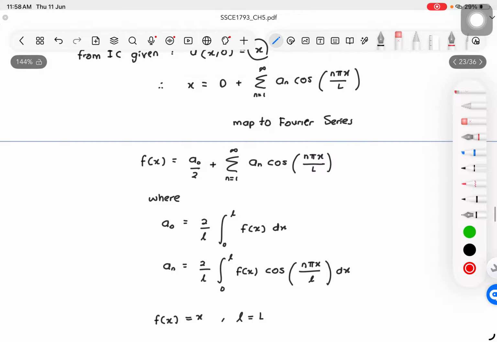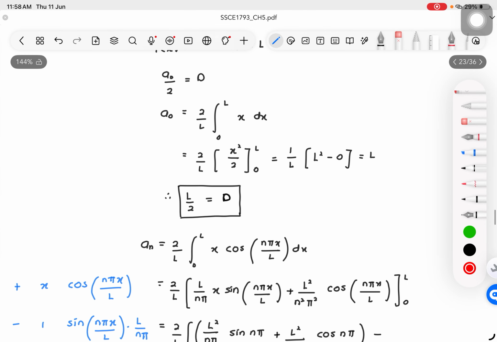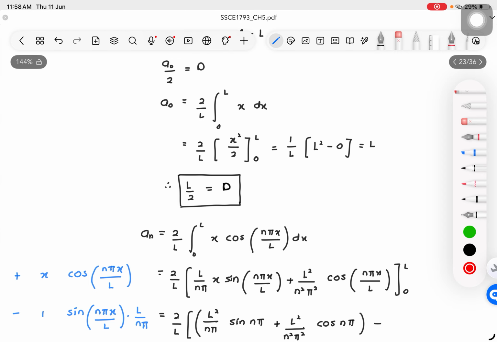How do you know your L here is equal to L here? This comes from here. So you integrate from 0 to L, f(x) dx. You integrate x, you're going to get this one, and then you get your a naught is equal to L. So a naught is equal to L, meaning that L over 2 is equal to D. So your D is equal to L over 2.